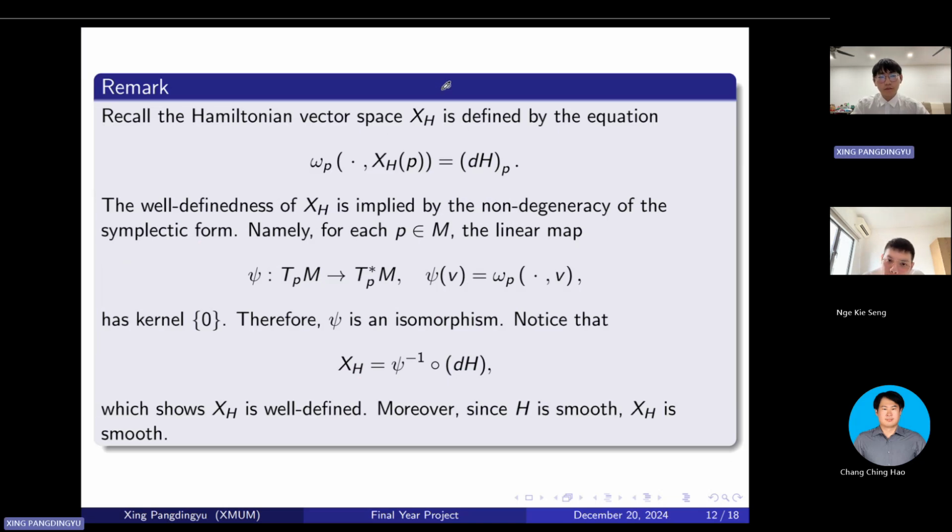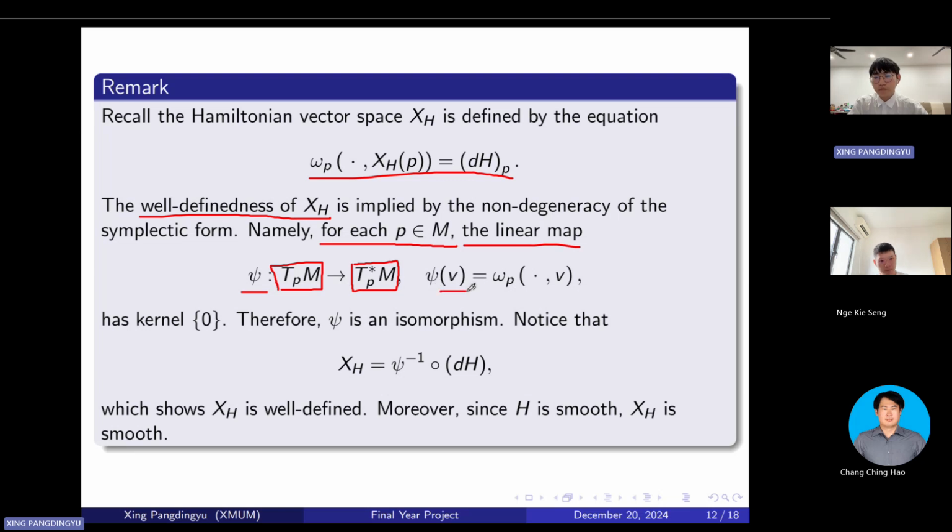This definition is simple, but there is a point we need to pay some attention to. Recall the Hamiltonian vector field X_H, its definition is here. We need to check the well-definedness of X_H. For each point p in M, we define the linear map psi from the tangent space T_pM to the cotangent space T_p star M, and psi maps each v to the cotangent vector omega_p(v, ·).